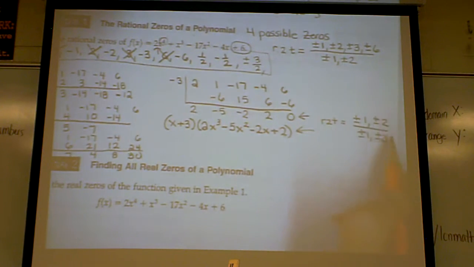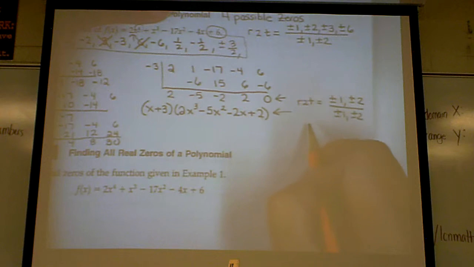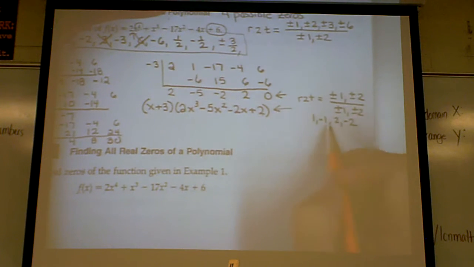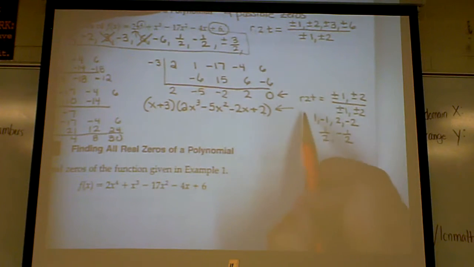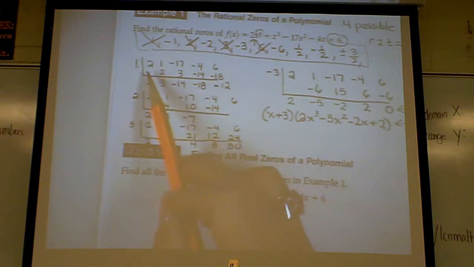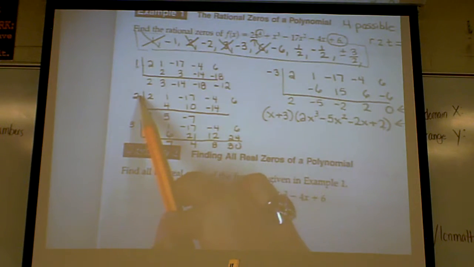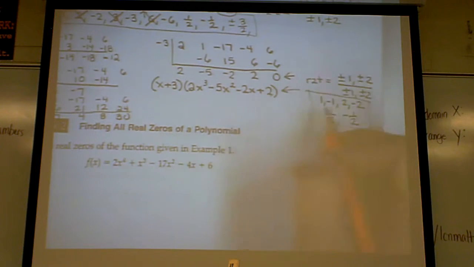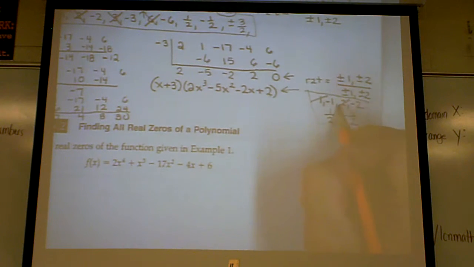So, look at this list. What numbers are we talking about? We're talking about 1, negative 1, 2, negative 2, and we're also talking about a half and negative a half. Now watch, this is kind of cool. See, these are the possible zeros. If 1 and 2 did not work here, they will not work here either. So you can cross 1 and 2 out.